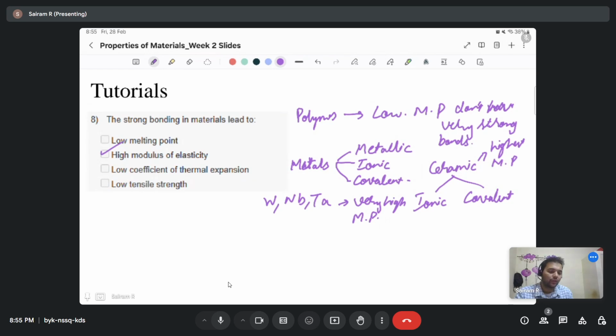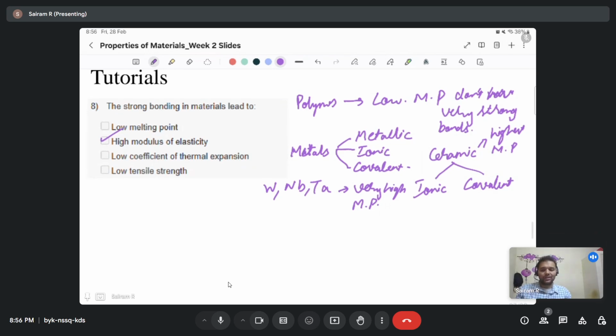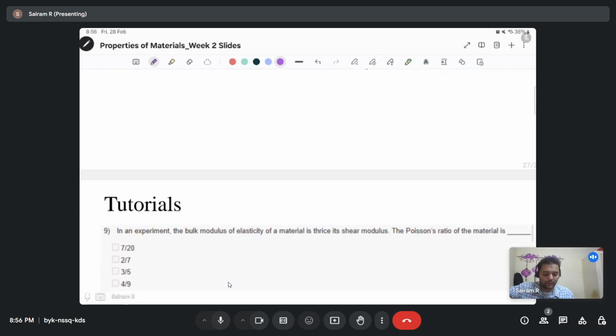What is the coefficient of thermal expansion? Coefficient of expansion is nothing but the degree to which two atoms displace or move away from each other as temperature increases. So for metals and ceramics, which have a very high bond strength, you need to exert a lot more energy to displace the two atoms away from each other, even by a very small amount. So low coefficient of thermal expansion is also a valid answer.